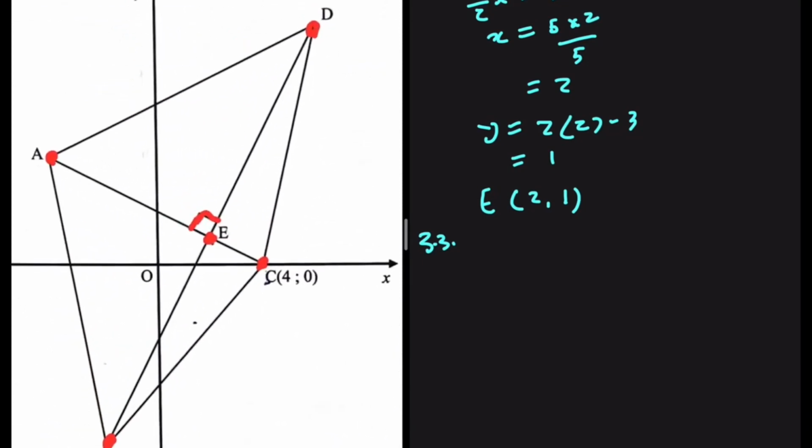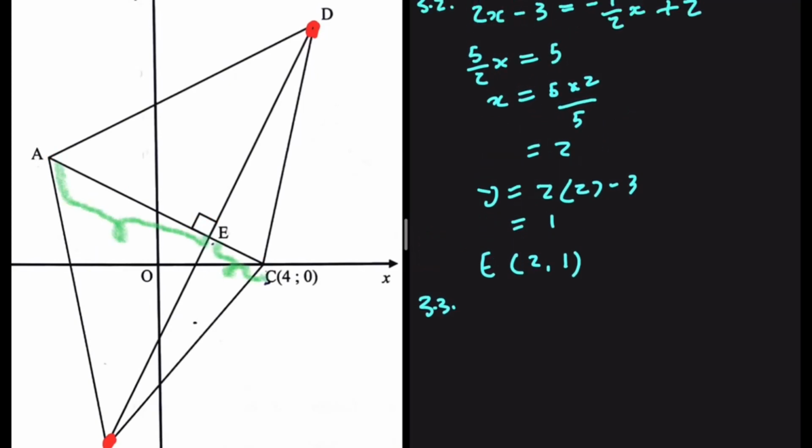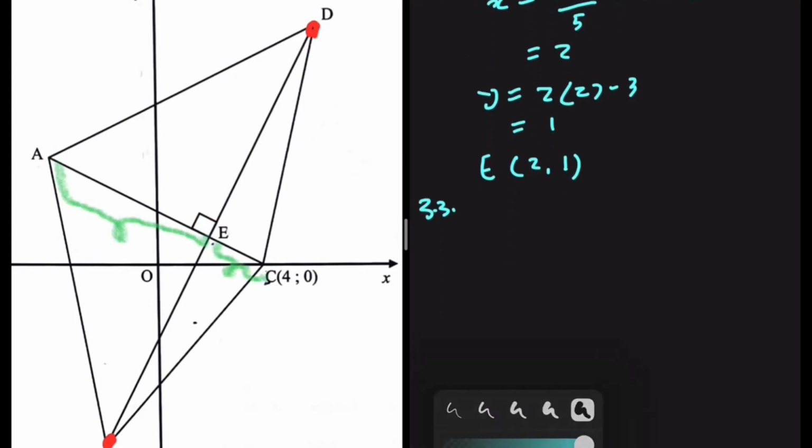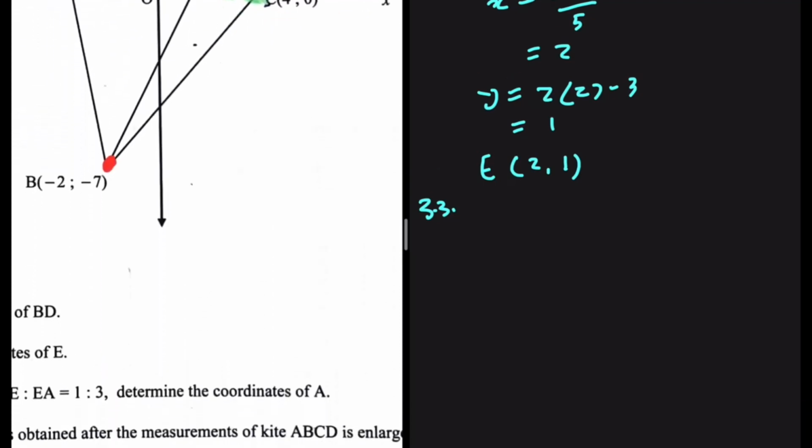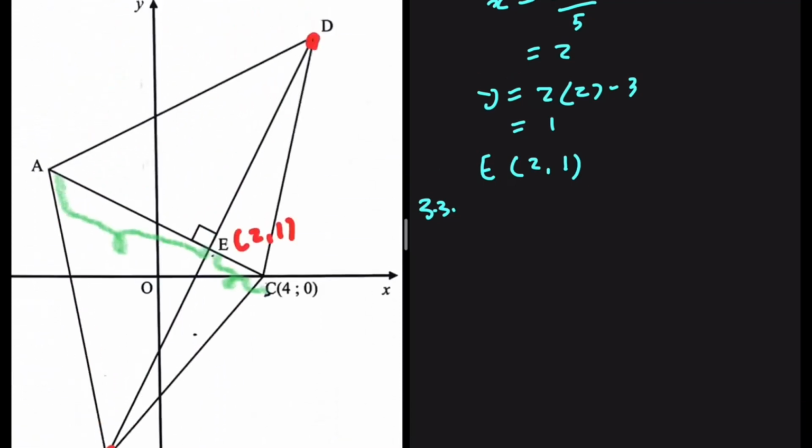That is not too difficult. Let's see what we can do. So E is to C and A is to E. We have 1 is to 3. So let's play around with these numbers. The coordinates of E, we have 2 and 1. We want to find the coordinates of A.